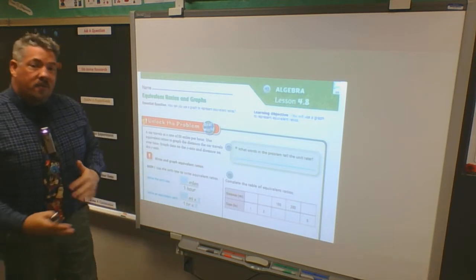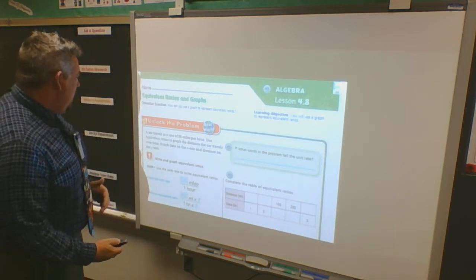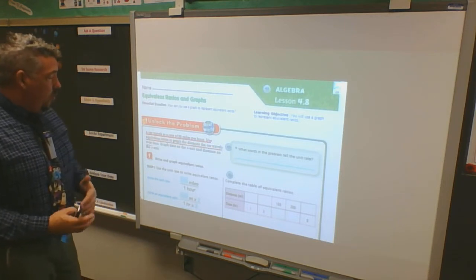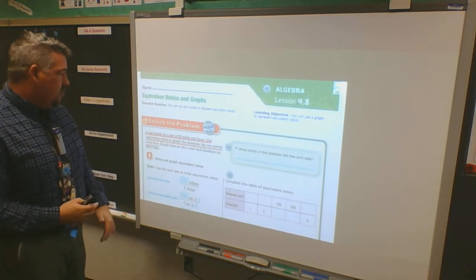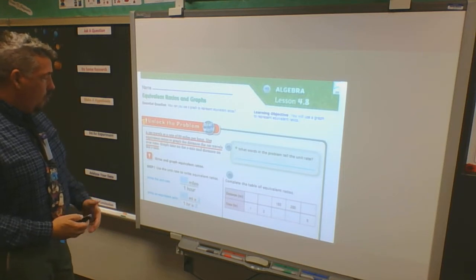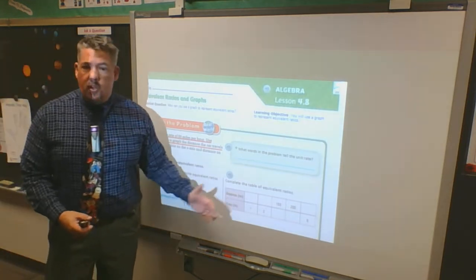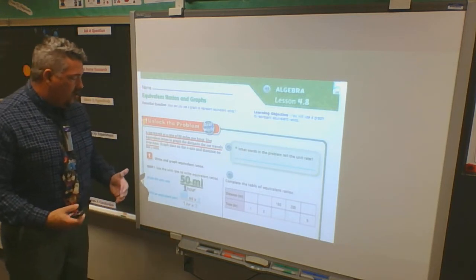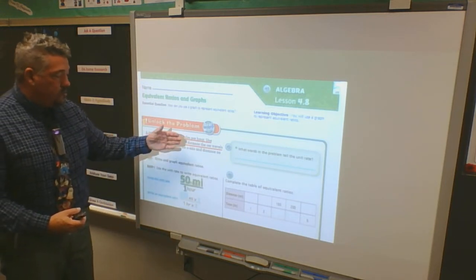Our scenario that we have set up on this one here says a car travels at a rate of 50 miles per hour. Use equivalent ratios to graph the distance the car travels over time. So we have our ratio chart or our rate chart down here. We can see what our original ratio is, which they tell us is 50 miles per hour.